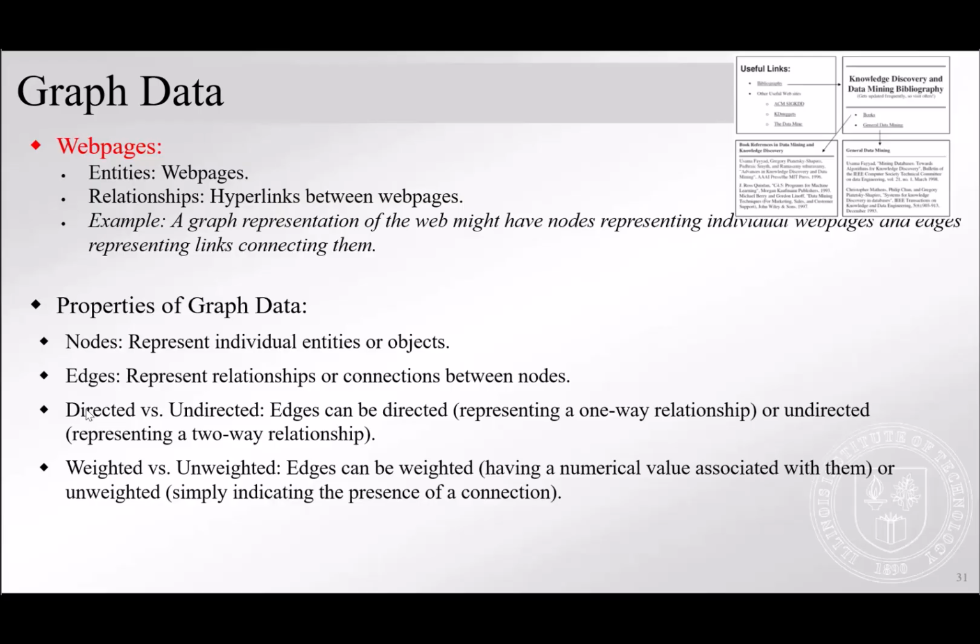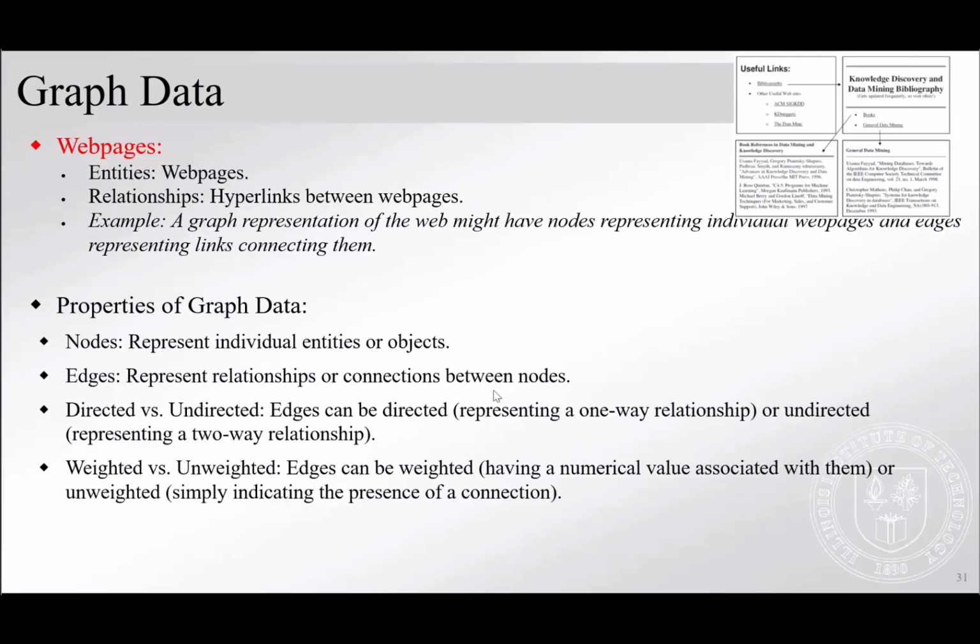Here's where it gets interesting. Edges can be directed or undirected. Undirected means the relationship goes both ways. Take Facebook friendship: if you are friends, the connection runs in both directions. So I have an undirected line between person one and person two. They are friends.